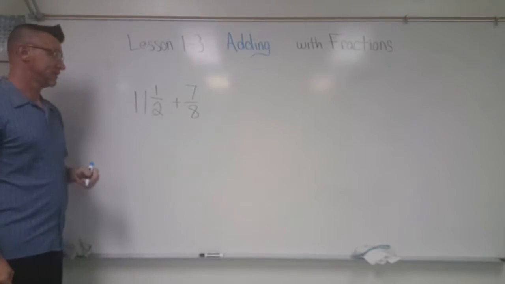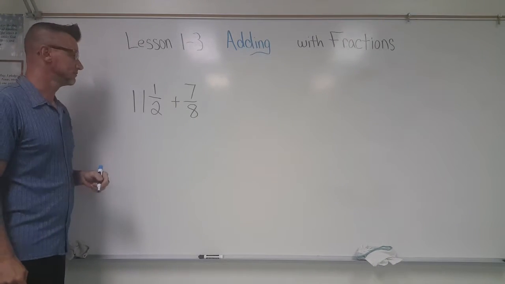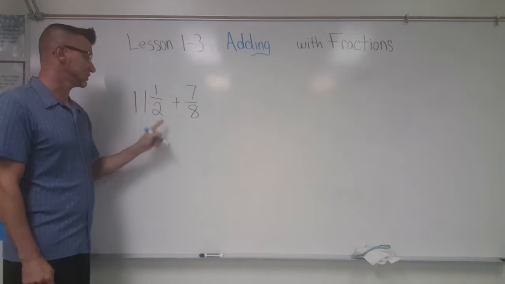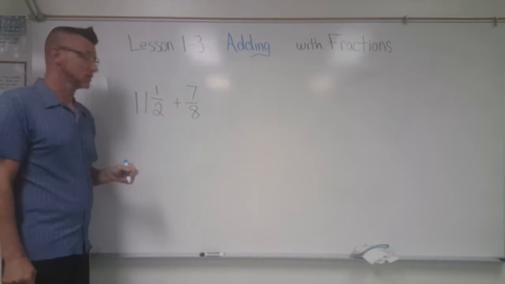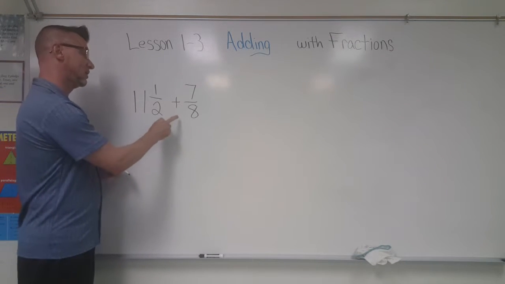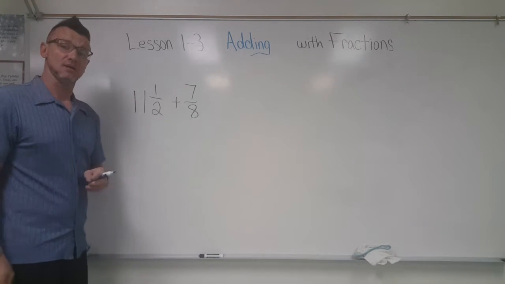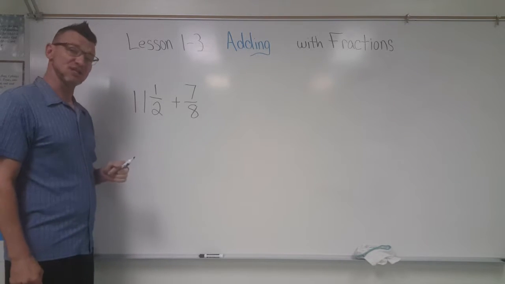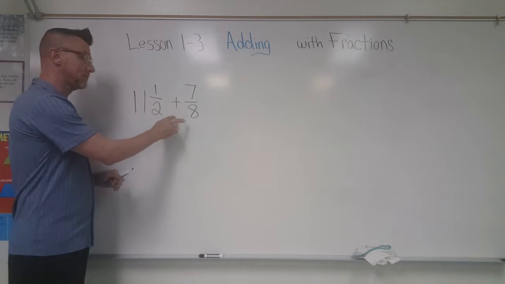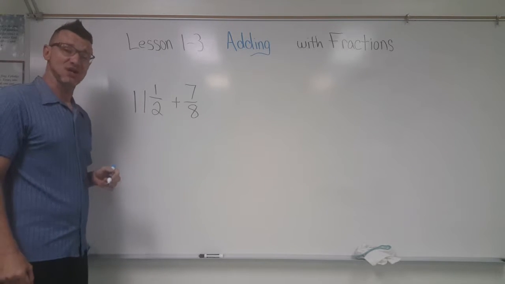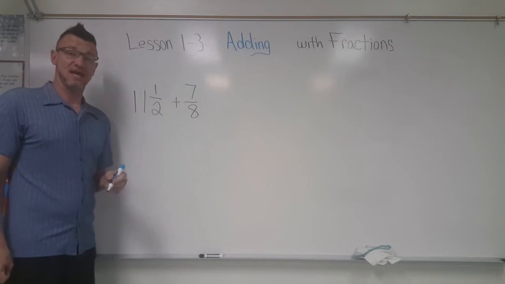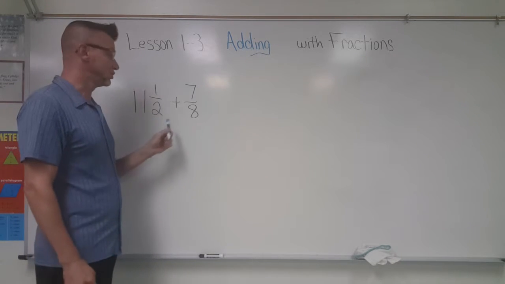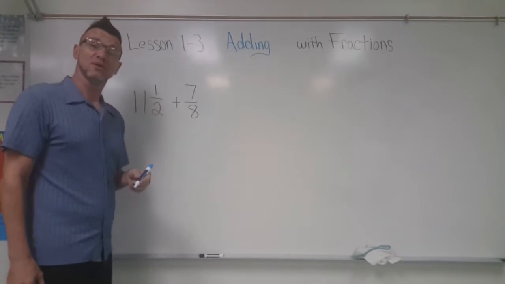Here we have 11 1/2 plus 7/8. So the first thing we must do whenever we add or subtract fractions is we need to have common denominators. So we look at this and we decide, what can we use for a common denominator? One easy way to find a common denominator if a solution isn't present is to simply multiply both of the denominators by each other. But luckily we know 2 goes into 8, so it's going to make it a lot easier for us. So how many times can 2 go into 8? It goes into it 4 times.